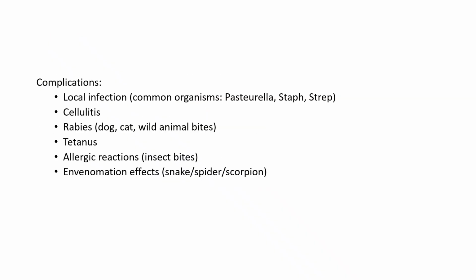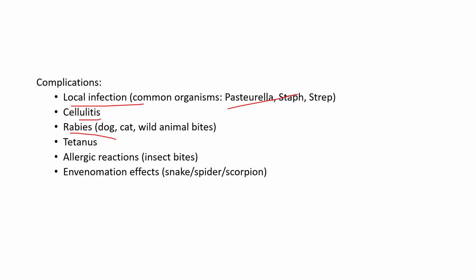Again, complications of bites from scorpion or snake or others can be local infections. The common organism is Pasteurella multocida. It can be other organisms which usually cause skin infections like strep and staph. It can lead to cellulitis. If it's a dog bite or a wild animal bite, it can lead to rabies, which is a fatal infection. The fatality is 100%.